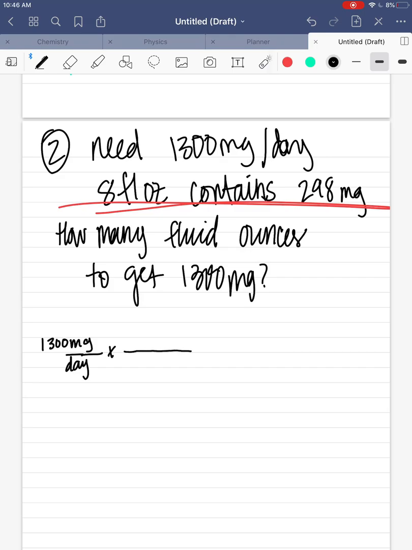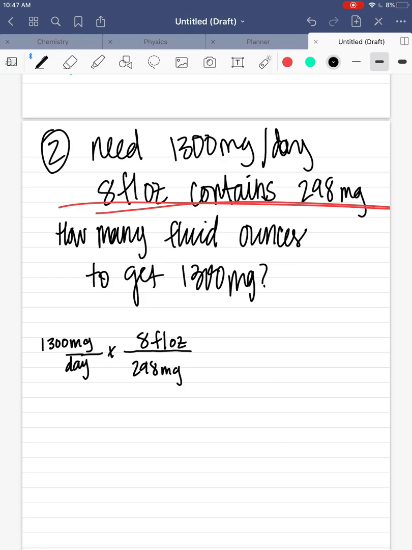Again, these are not problems that I normally do. These are very specific to the nursing field, but the concept is essentially the same. These are just a lot harder than what I actually teach. So we will see if I get this correct. If I have 1,300 milligrams per day, and I know that there are 298 milligrams in an 8 fluid ounce.